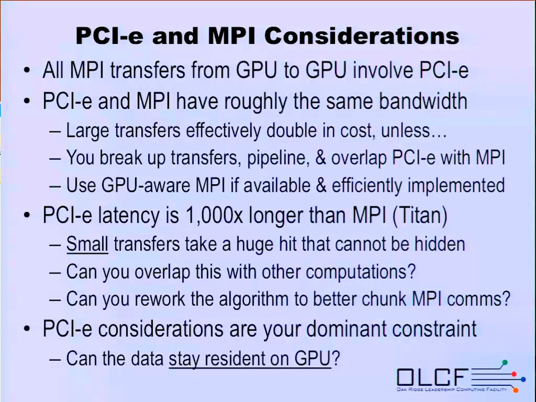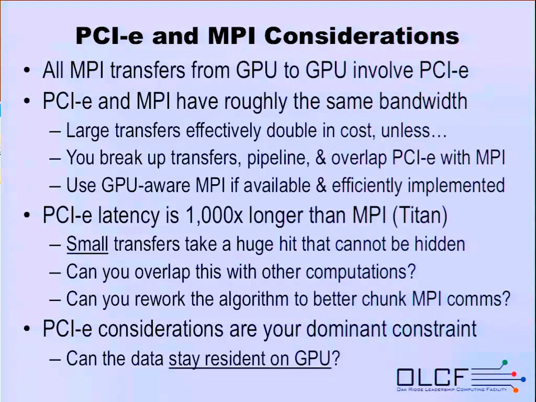If your code is the type of code that does a bunch of small transfers, which unfortunately in the climate realm we do, you're going to have a hard time with the PCI Express bus unless you can overlap it with other computations, which we found a way to do, luckily. A lot of applications have overlapped their PCI Express computation, either with MPI or with other transfers. You can rework your algorithm to better chunk the MPI communications. I've seen a lot of people do that. You can sometimes communicate a little more, store it up, and then you can hide the PCI Express cost. We've had applications that have done that and gotten some pretty nice numbers out of it.